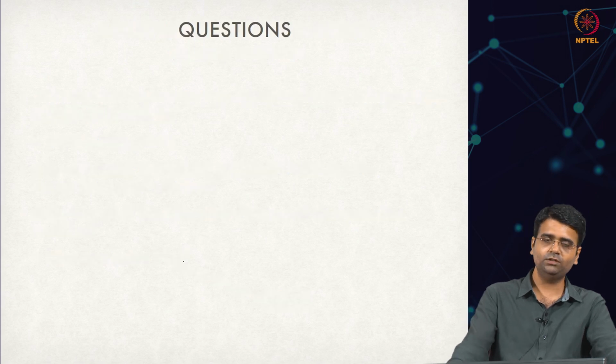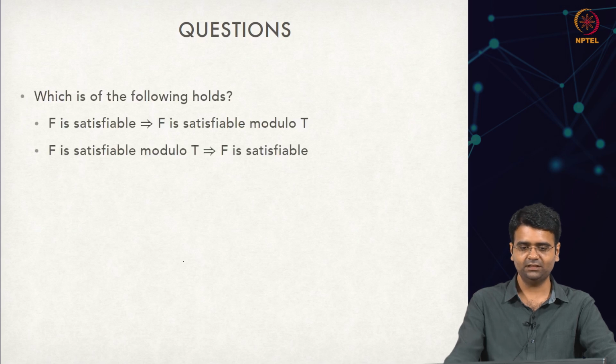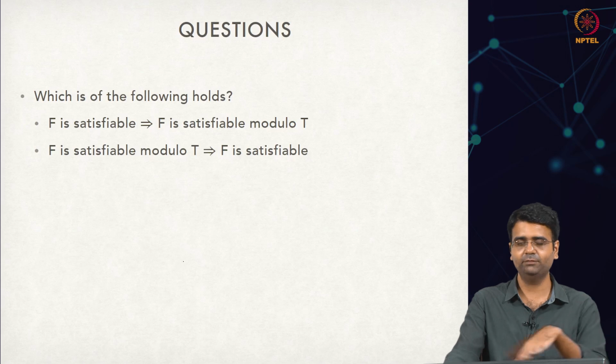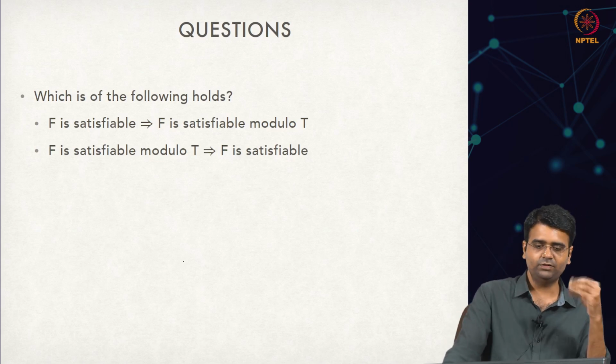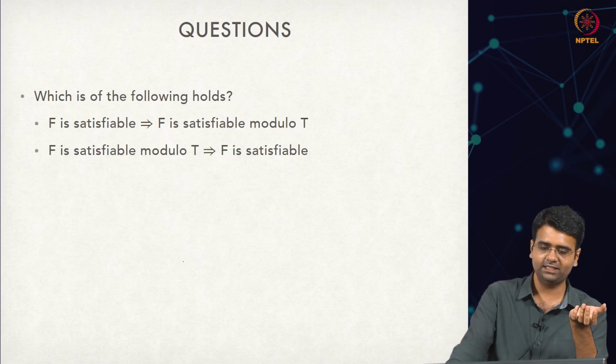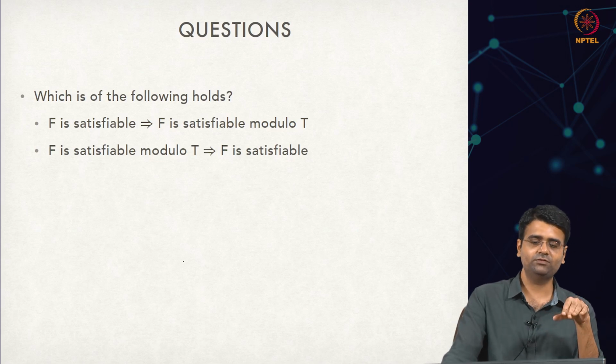So in order to further understand this difference between satisfiability, validity, and satisfiability and validity modulo the theory, let's consider this couple of questions. What is the relationship between satisfiability and satisfiability modulo a theory? Okay. So which of these two following results hold? If F is satisfiable, does that imply that F is satisfiable modulo T, or the other way around? If F is satisfiable modulo T, does that imply that F is satisfiable?